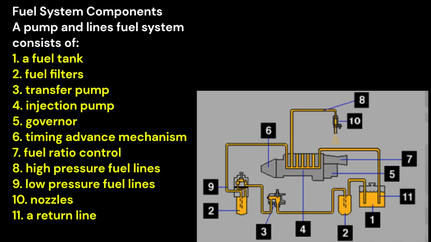Fuel system components. A pump and line fuel system consists of 1. A fuel tank. 2. Fuel filters. 3. Transfer pump. 4. Injection pump. 5. Governor. 6. Timing advance mechanism. 7. Fuel ratio control. 8. High-pressure fuel lines. 9. Low-pressure fuel lines. 10. Nozzles. And 11. A return line.